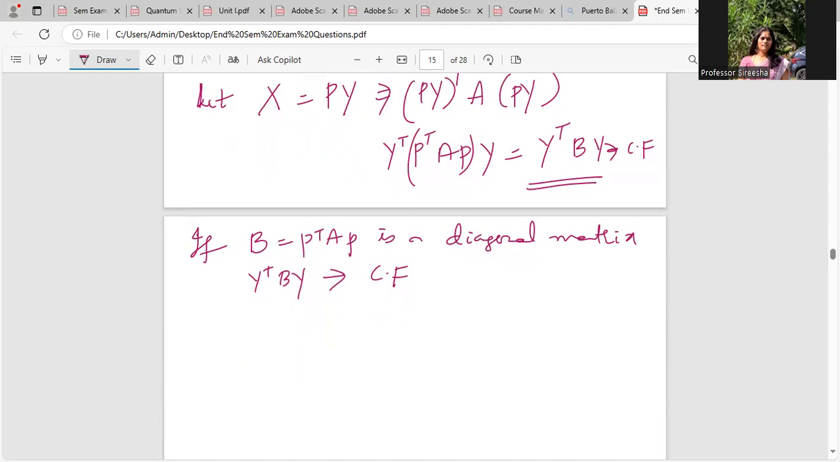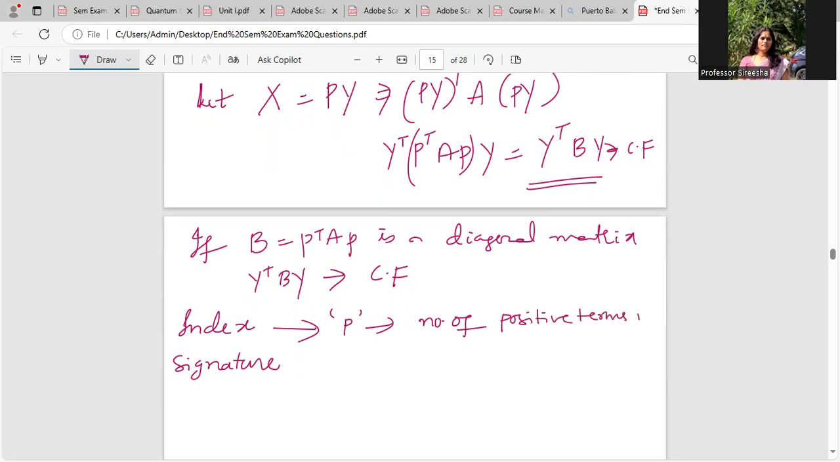Okay? Now, there are also a few more things which are important for the exam in quadratic forms, that is index and signature of the quadratic form. What is index? Index is nothing but you denote index by small p, the number of positive terms, remember, positive terms in the canonical form would be called index.